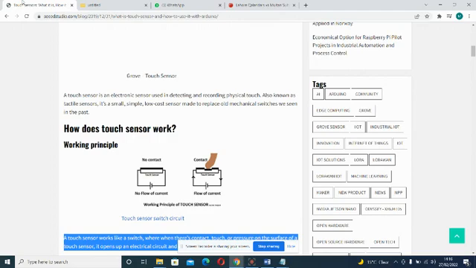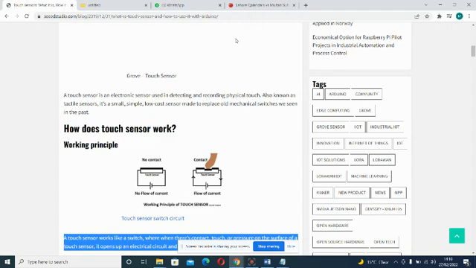Working: a touch sensor works like a switch where there is contact, touch or pressure on the surface of a touch sensor. It opens up an electrical circuit and allows current to flow through it. If there is no contact, there will be no flow of current. If we put our finger on the touch sensor, there will be a flow of current.